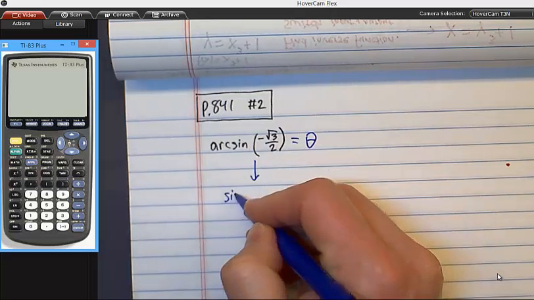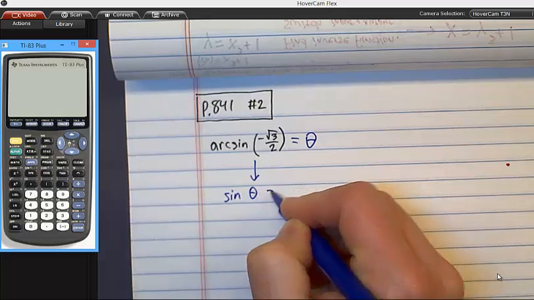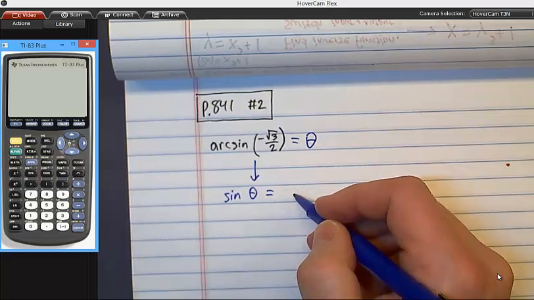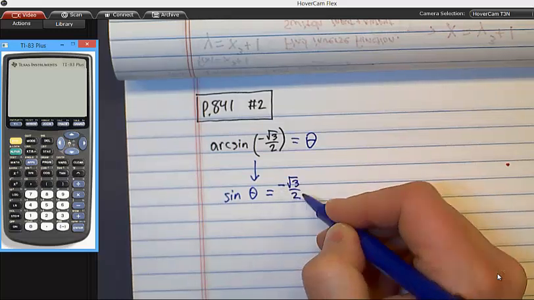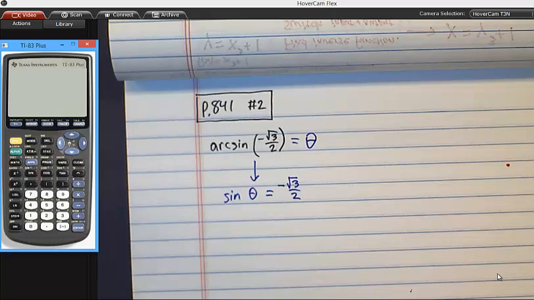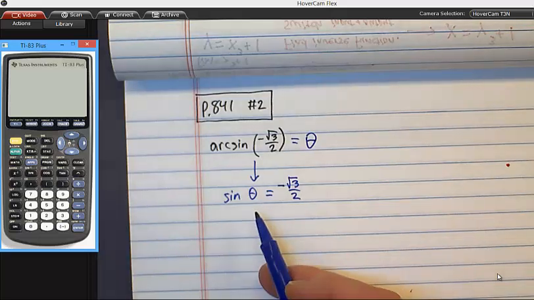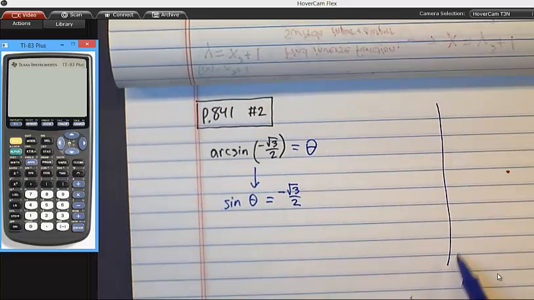If the arc sine of negative square root of 3 over 2 is theta, that means that the sine of theta is what? Negative square root of 3 over 2. Are you with me? And you know what that means I need? How do I figure out what angle I'm talking about? Well, you got it. I'm going to look once again at good old what? Unit circle.